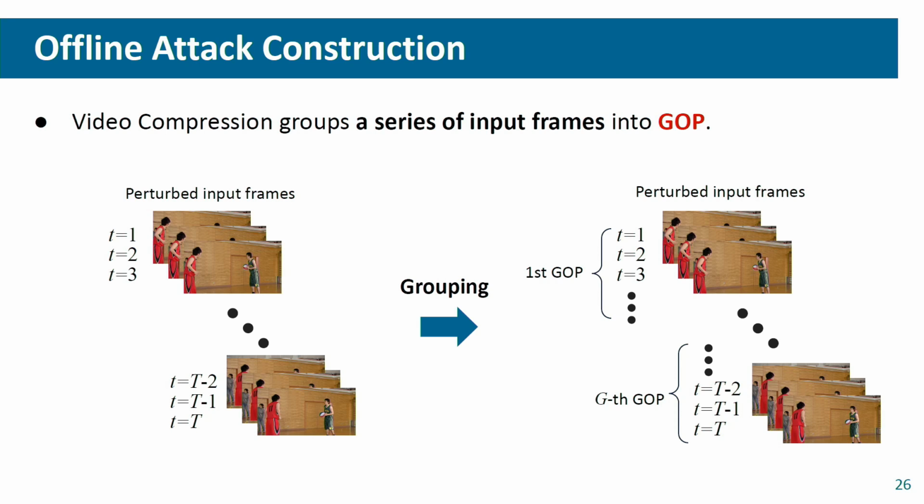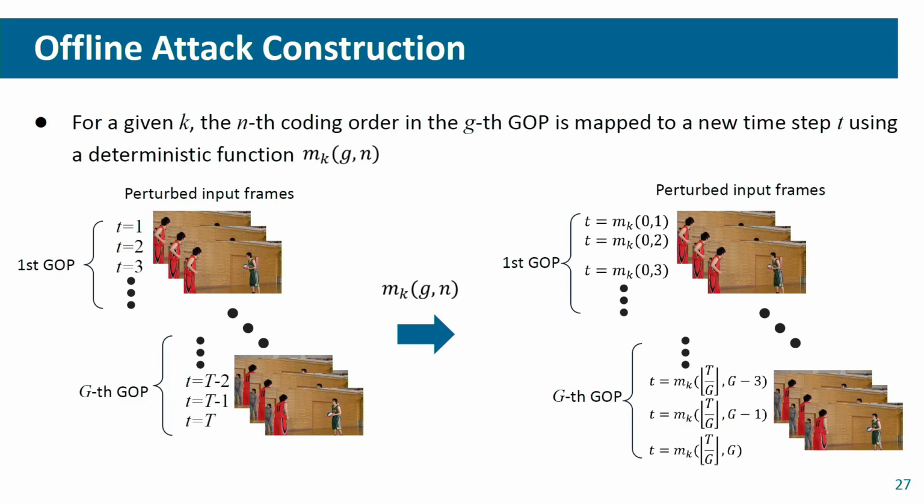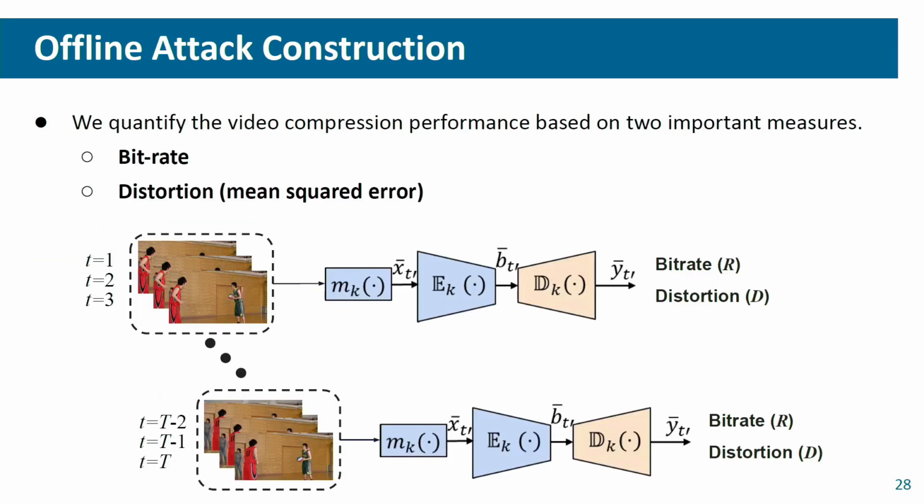Video compression first groups a series of input frames into a GOP. Video compression uses a temporal coding structure depending on the GOP structure, and so we use a deterministic function to rearrange the frame orders. So for a given case, the nth coding order in the GOP is mapped to a new time step t using a deterministic function M. Finally, the victim encodes the perturbed input frames with the deep learning-based video compression.